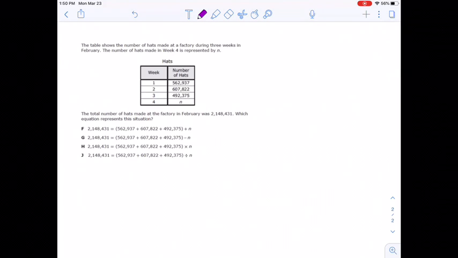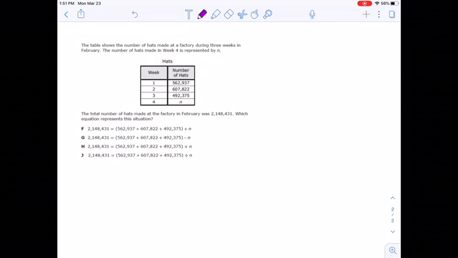Here we have a table that we have to figure out some missing information. The table shows the number of hats made at a factory during 3 weeks in February. The number of hats made in week 4 is represented by N. So that's the missing piece of information that we're being asked to figure out. The total number of hats made in February was 2,148,431. Which equation represents this situation?